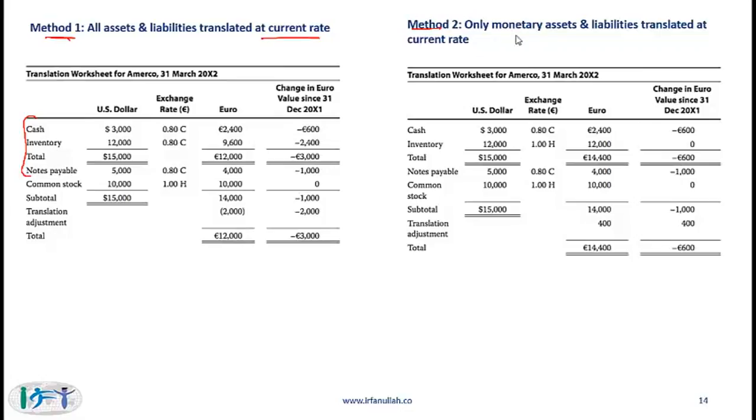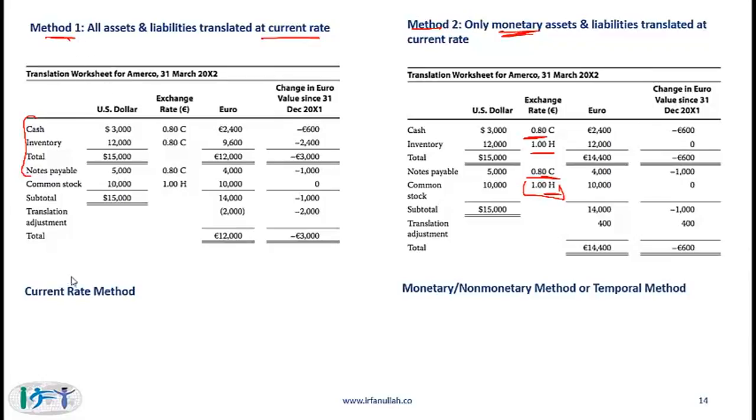Method 2 says that only monetary assets and liabilities are translated at the current rate. So cash obviously is monetary, so that's translated at the current rate. Inventory is non-monetary, so this is translated at the historical rate per method 2. And then liability is monetary, so that's translated at the current rate. Common stock again is translated at the historical rate regardless of the method.